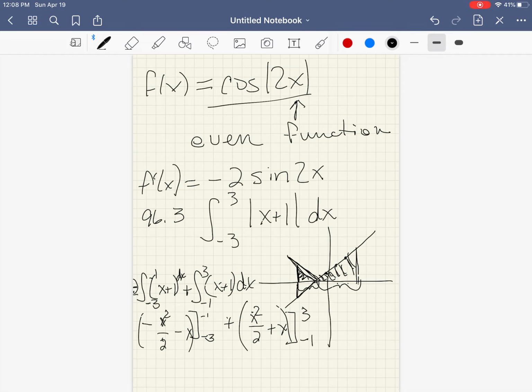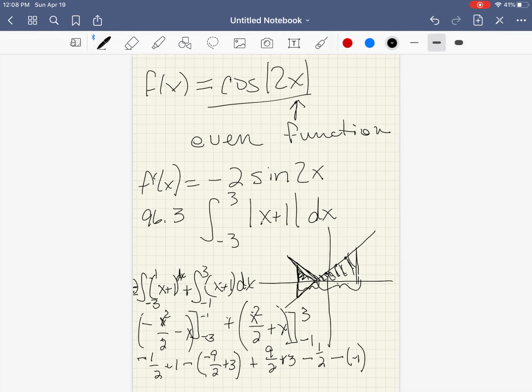Okay, so now then what are we going to get? Let's see, that'll be minus, a minus 1 squared would be minus 1/2, and that would be plus 1, and then minus, plug in -3 will be minus 9/2 plus 3. And then over here we get 9 over 2 plus 3, and then minus, plug in -1 would be minus 1/2, minus, plug in -1 will be a -1 here.